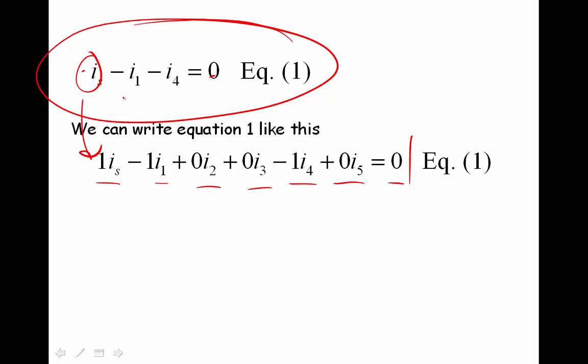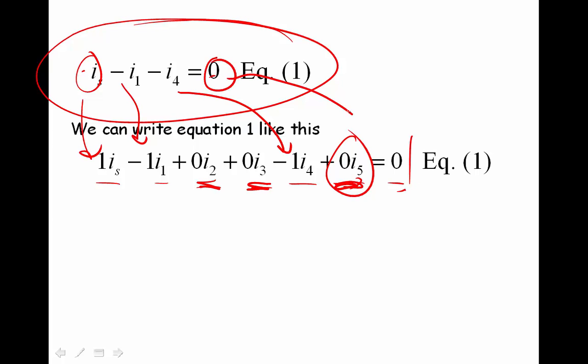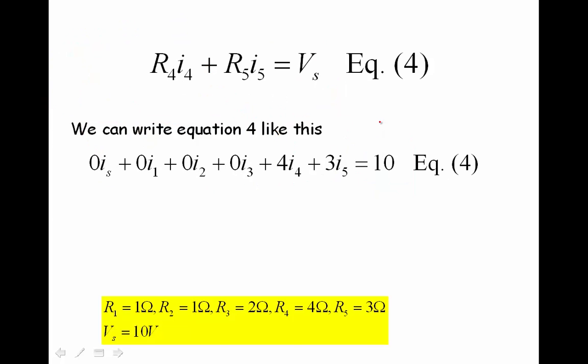So I have 1 IS minus 1 times I1. I have no I2s, no I3s. I have minus 1 I4s and none of the I5s. And that's all equal to 0. So that's how I wrote equation 1.